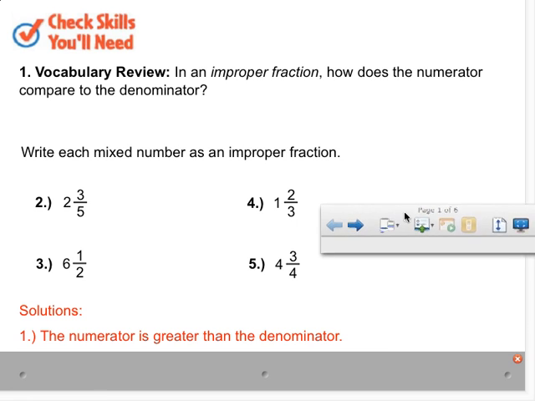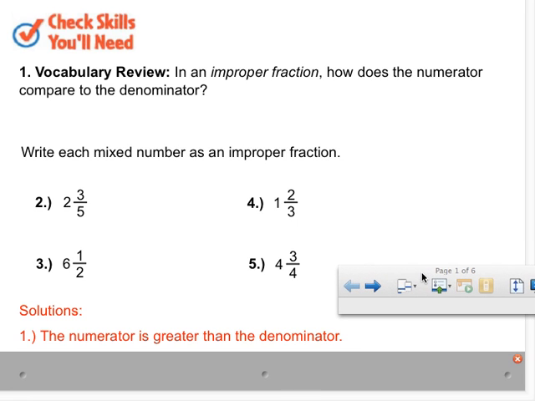So can I get somebody to respond to number 2? What's the answer to number 2? Nathan, go ahead. 13/5, very good. And does everybody here remember how to find an improper fraction from a mixed number? Is there anybody who has a question about that? So everybody's good on that skill? Okay. So can I get somebody to answer number 3? Number 3. Taylor, go ahead.